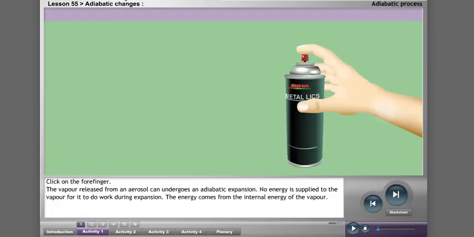Click on the forefinger. The vapor released from an aerosol can undergoes an adiabatic expansion. No energy is supplied to the vapor for it to do work during expansion. The energy comes from the internal energy of the vapor.